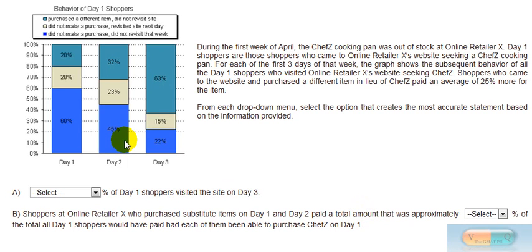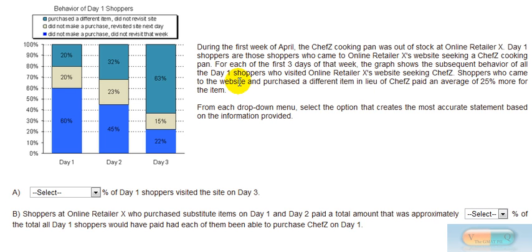Okay, this is a segmented graph, and there's a lot more text, so it's probably more complicated here. Let's take a look. During the first week of April, the Chef Z cooking pan was out of stock at online retailer X. Day 1 shoppers are those shoppers who came to online retailer X's website seeking Chef Z cooking pan. For each of the first 3 days of that week, the graph shows the subsequent behavior of all those Day 1 shoppers who visited the online website seeking Chef Z.